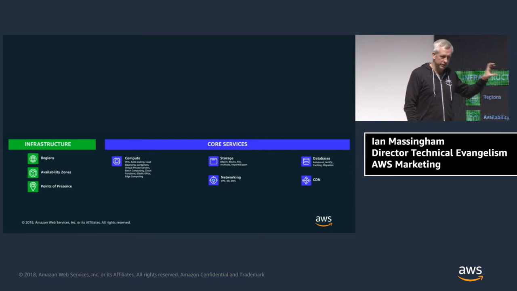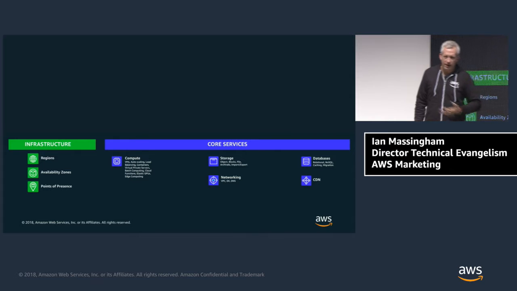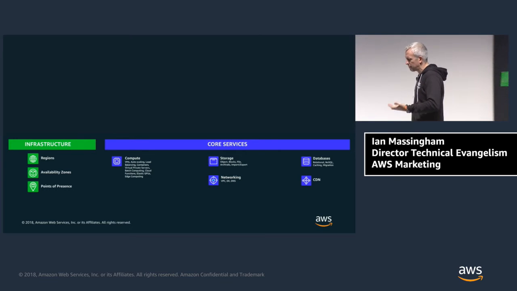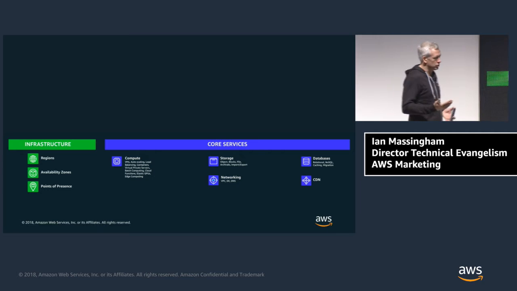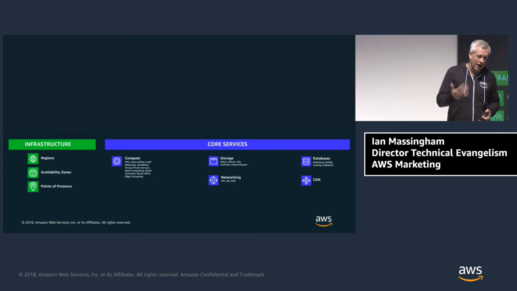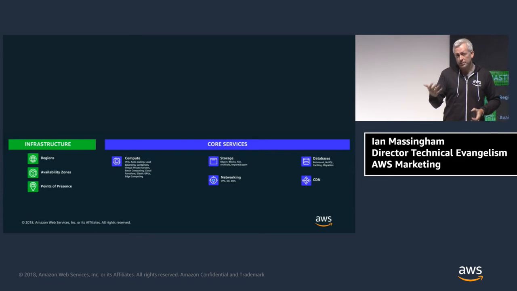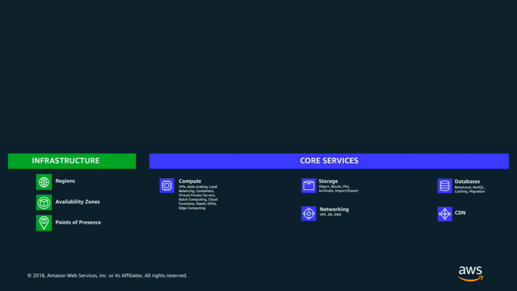There's also lots of services for things like networking, for load balancing, for laying out networks in a way which matches your security, compliance, or performance requirements. There are storage services, a service called Amazon S3. This is for object storage. It's also a very high performance, highly durable, highly scalable web server that you can use to host static websites or to deliver content to users.